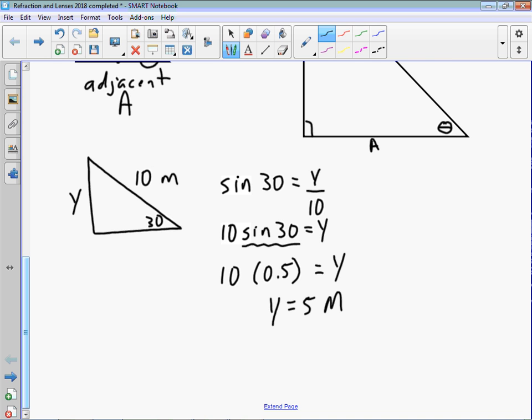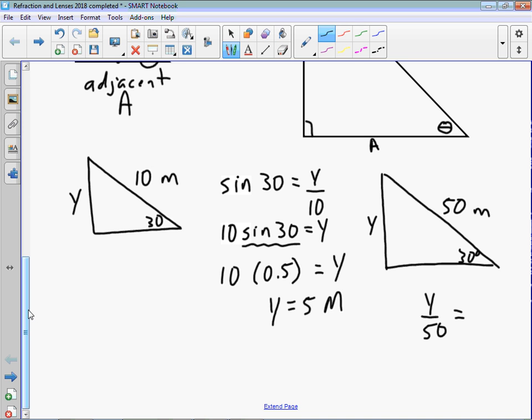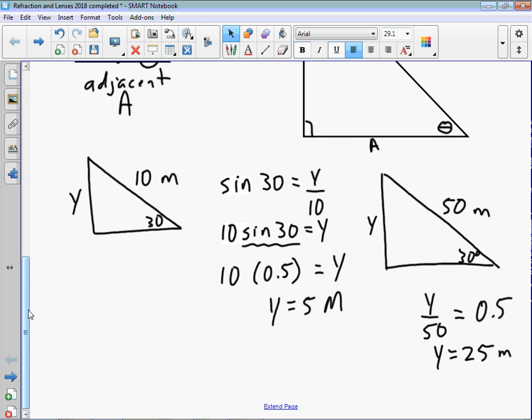Now, if I have a larger triangle, and let's say that this is 50 meters. So it's a way larger triangle. If that angle is still 30 degrees, then the ratio of y over 50 is still going to be the same as the ratio on the first triangle of y over 10. So that ratio, sine of 30, is 0.5. So in this case, y would be equal to 25 meters. All you really need to know in this course is how to plug in sines of angles.